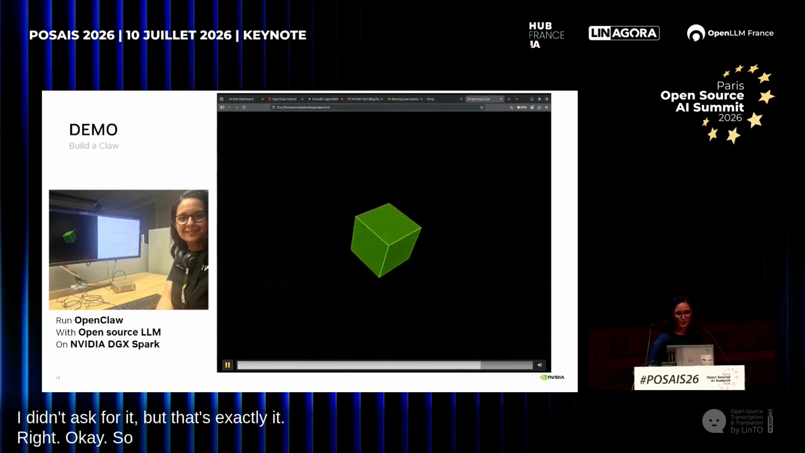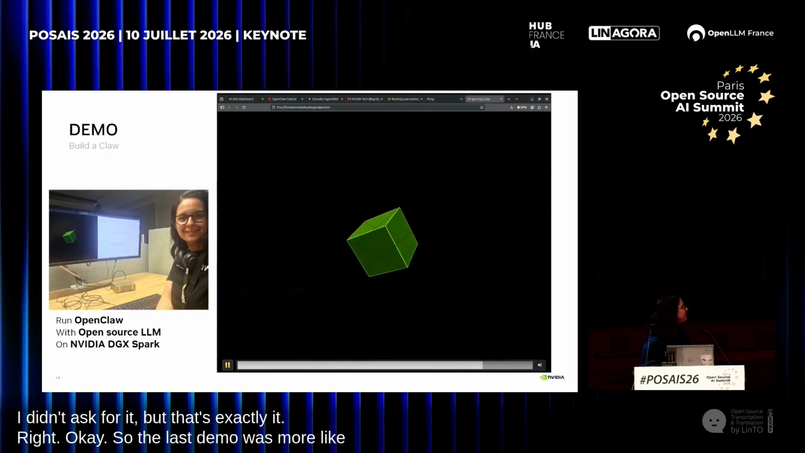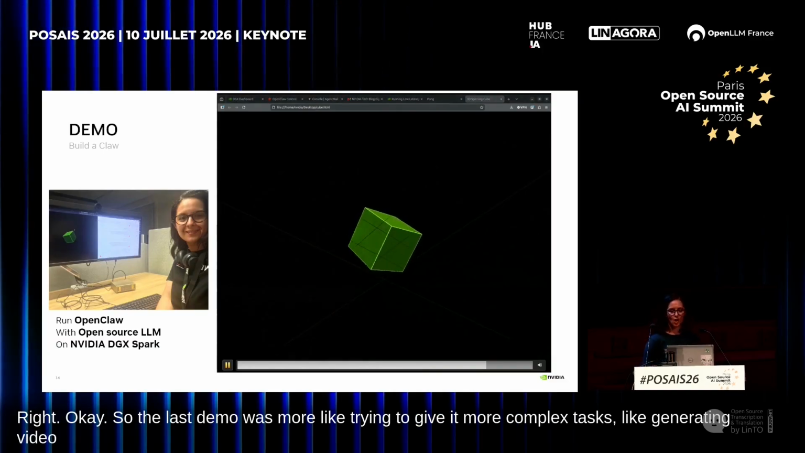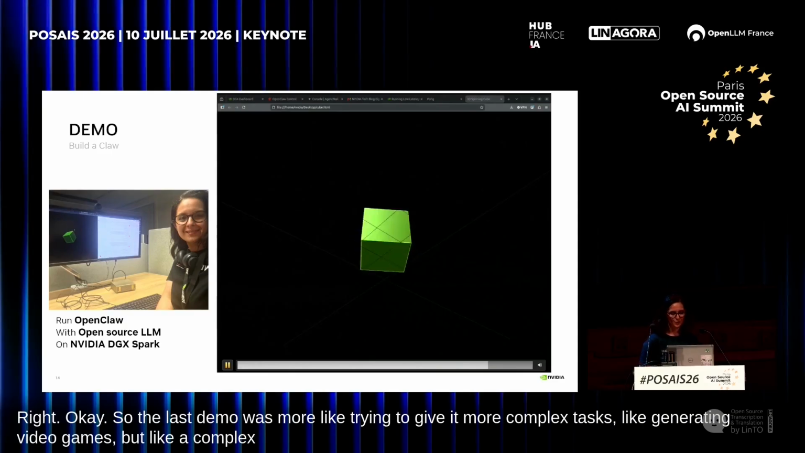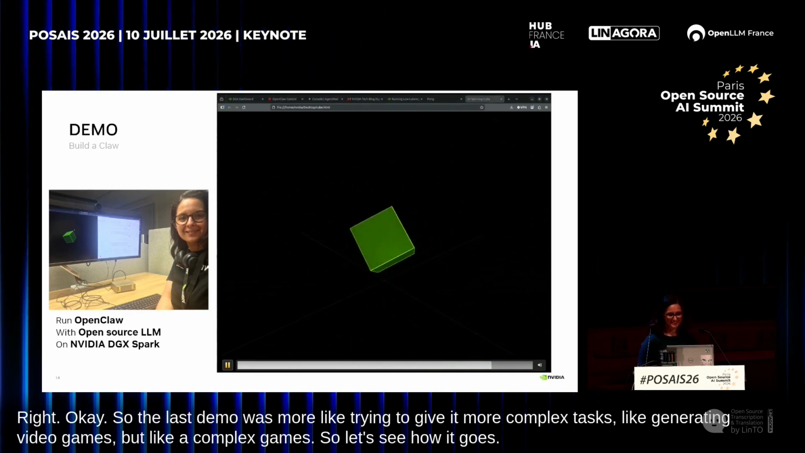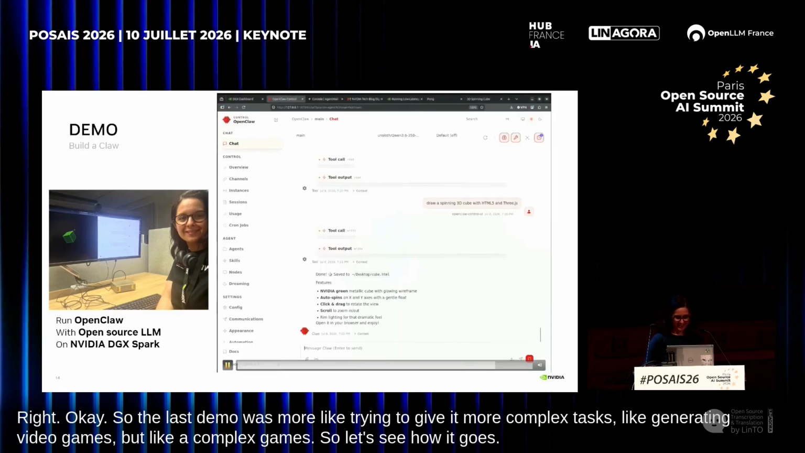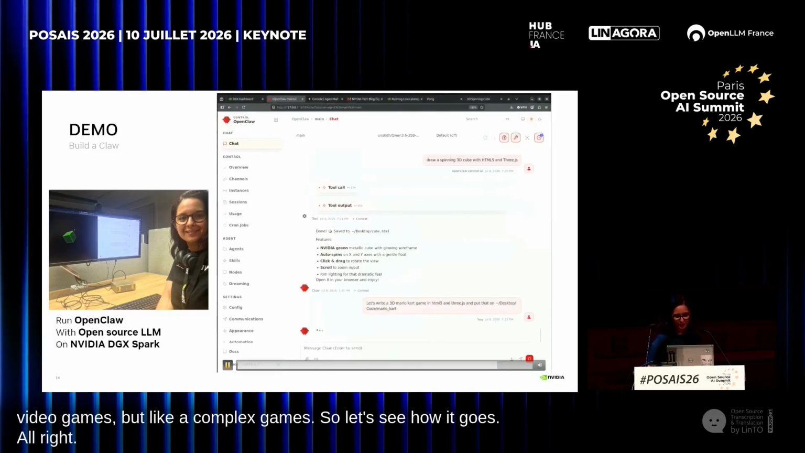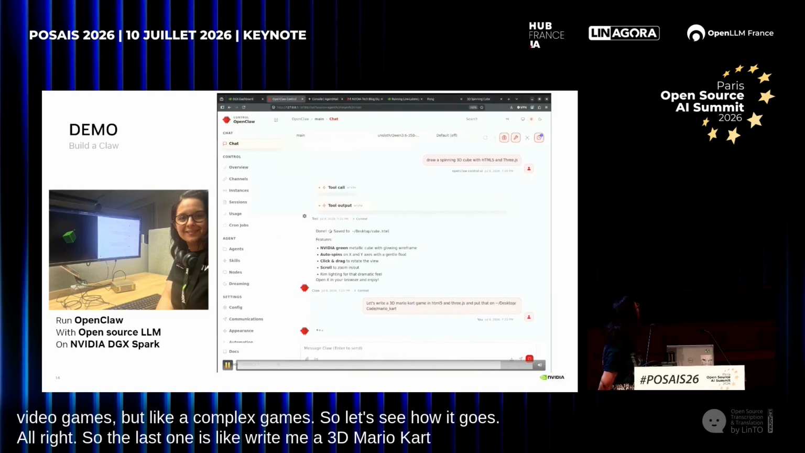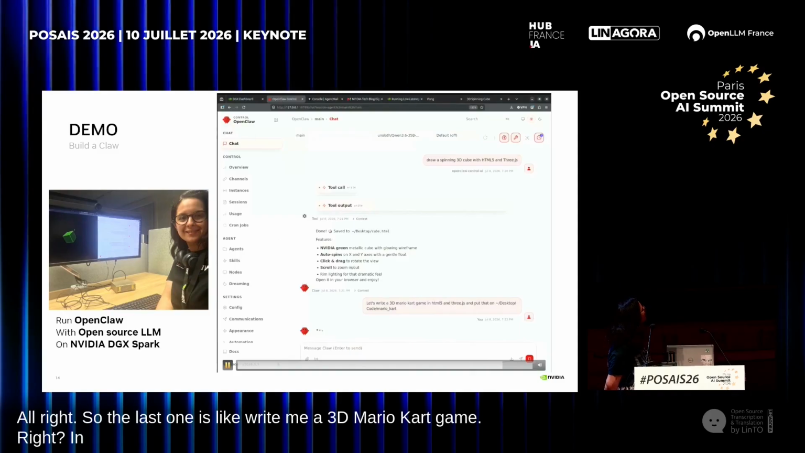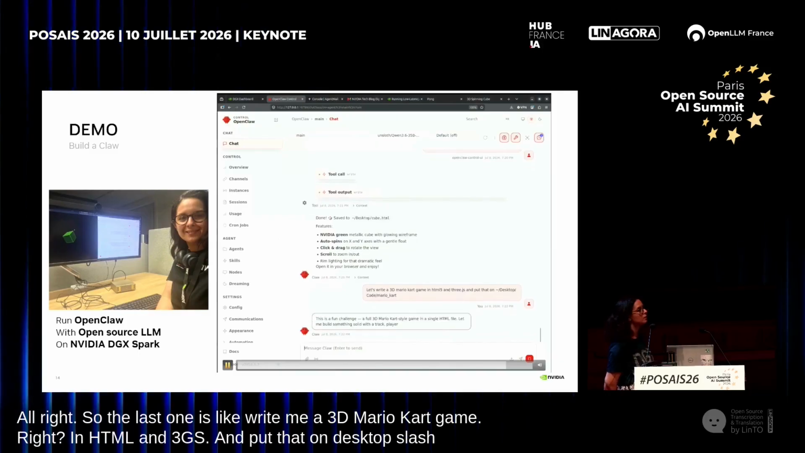So the last demo was more like trying to give it more complex tasks, like generating video games, but complex games. So let's see how it goes. All right. So the last one is like, write me a 3D Mario Kart game in HTML and Three.js, and put that on desktop/code/Mario Kart.